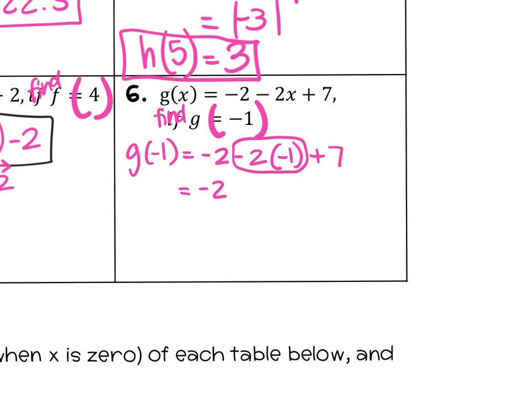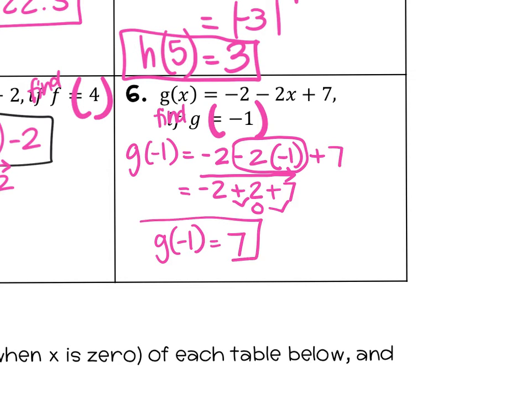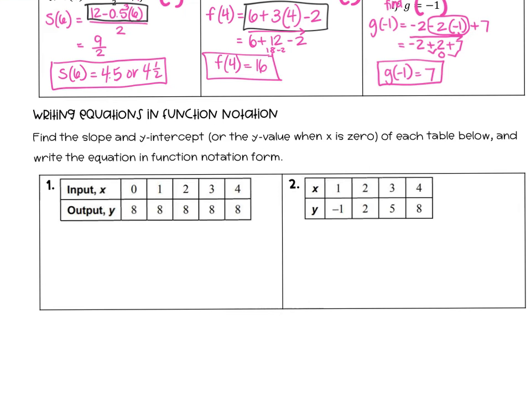So -2 times -1 makes that positive 2. Negatives cancel. And then I'm going to add or subtract left to right. So -2 plus 2 is 0. 0 plus 7 will give us a final answer. g of -1 equals 7.